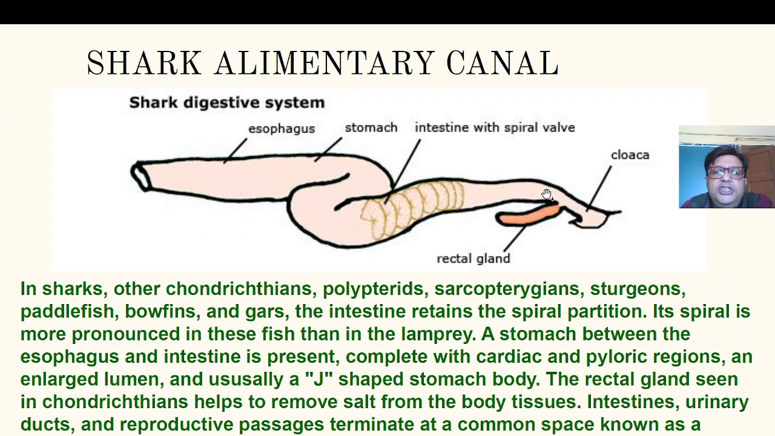Then if you go to the shark, you will see the esophagus leads to almost a stomach. There is something like a stomach present, and there is this diverticulum, and the intestine has this spiral valve. This spiral valve crushes food. Near the rectum are the rectal glands. Essentially, they remove salt because the shark lives in salt water. So they secrete excess salt out of their body. It helps them avoid excess salt stress. And then it goes through the cloaca and is excreted outside.